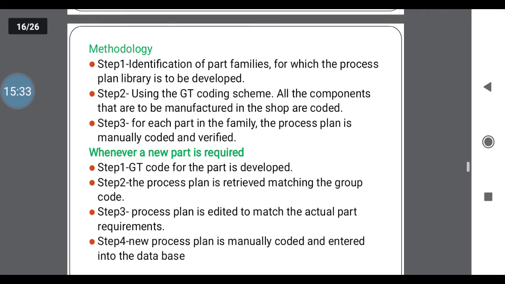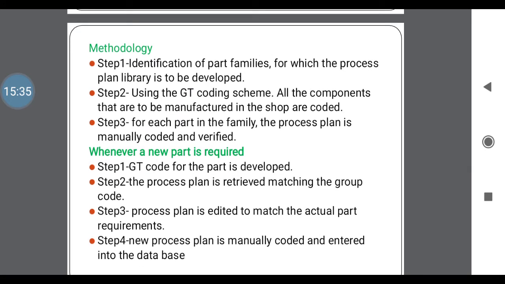Here are the steps. First one is the identification of parts. Check the parts. Second one is using the coding system, the GT coding system. Third one is the part in the family, or the process plan is executed. There are 3 steps or methodology.